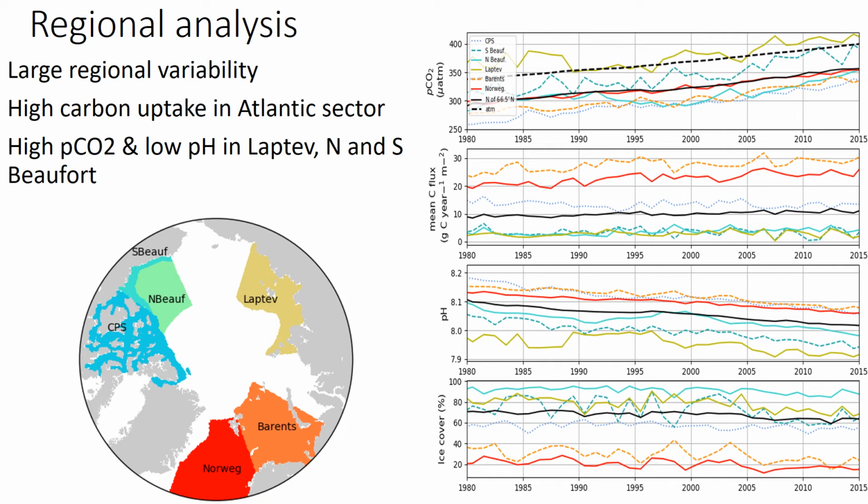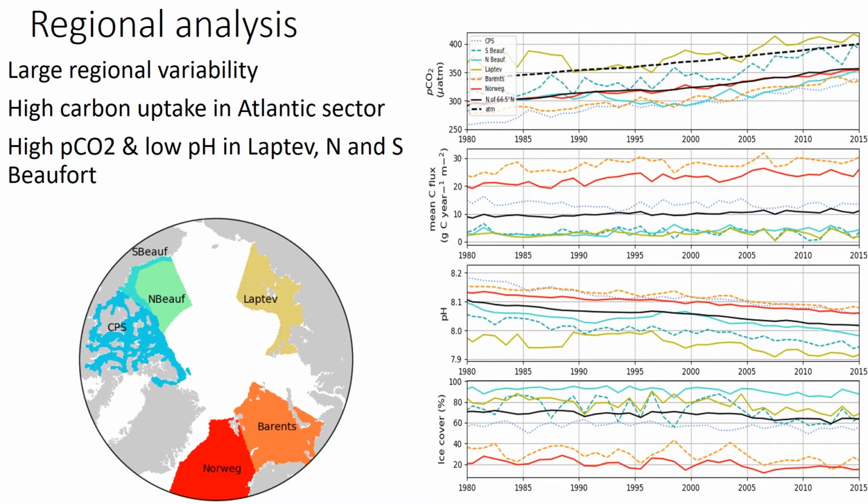Next, to highlight the regional variability, I've picked 6 regions which deviate from the Pan-Arctic mean in one or more of the figures on the right. So we see in the bottom left figure, going counterclockwise, the Canadian Polar Shelf or Canadian Arctic Archipelago, the South and North Beaufort Seas, the Laptev, Barents, and Norwegian Seas. And the same color coding is used on the figure to the right, which shows the black solid lines represent the Pan-Arctic mean or total, and the dashed black line in the upper figure represents the atmospheric PCO2 value.